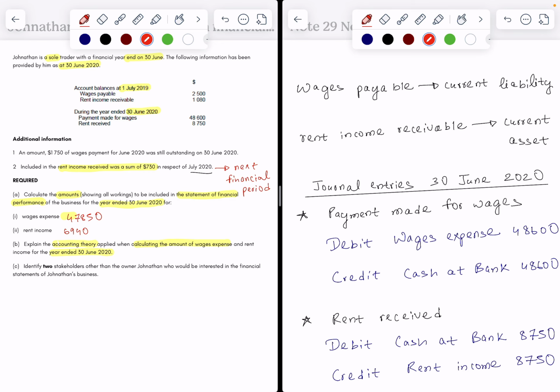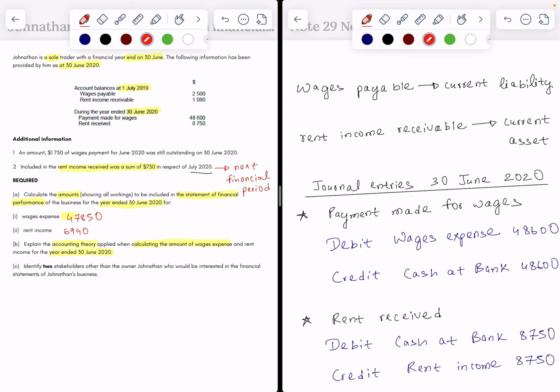Today we have got a practice question for the topic expenses and income. In this question, we will prepare the ledger accounts for an expense and also an income, and then we will discuss the accounting theory which justifies the recording of expenses incurred and income earned in a given financial period.